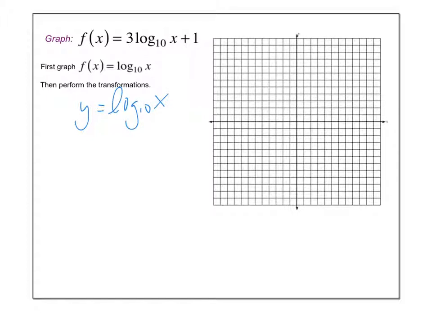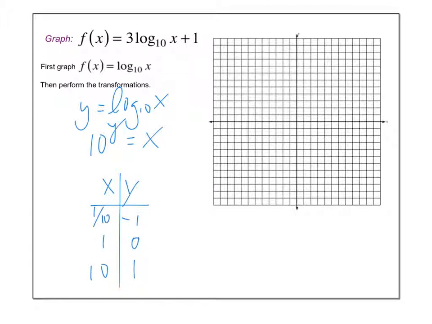What we will do is in our table charts, we will create 3 ordered pairs with this parent function. So 10 to the y, using your log loop, 10 to the y equals x. In my chart, -1, 0, and 1, just like before, plugging these values in, I get 1/10, 1, and then 10. Now I would go ahead and graph this function with my asymptote of x equals 0 and call it a day. Domain would be all positive reals, and the range would be all real numbers.